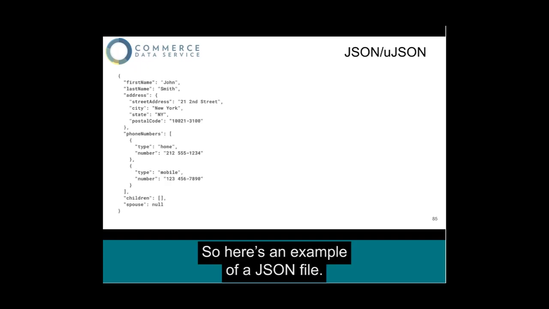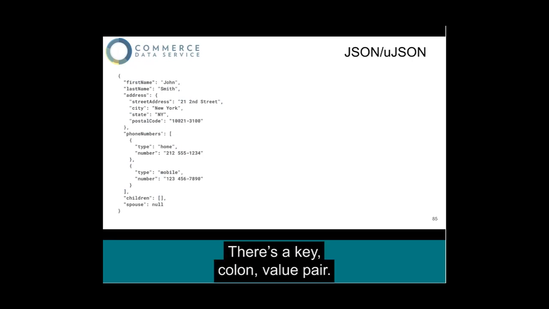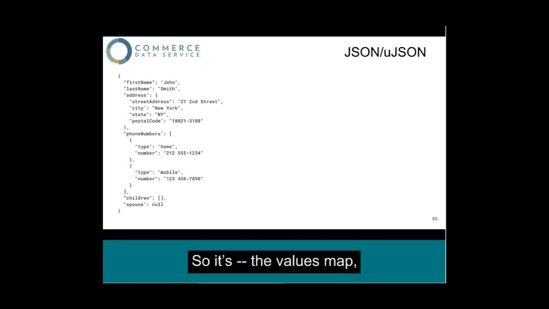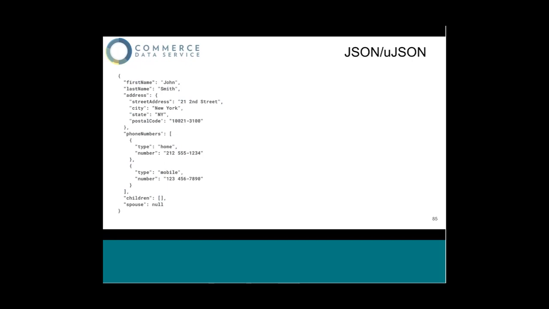So here's an example of a JSON file. And you'll see it's very similar, right? Curly brackets for dictionaries, a key, colon, value pair, square brackets for lists, and so on. So the format maps very nicely to Python.